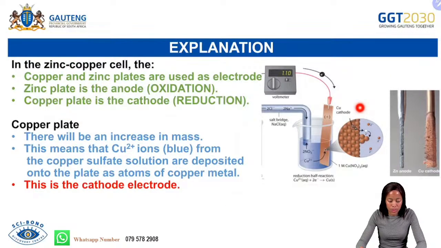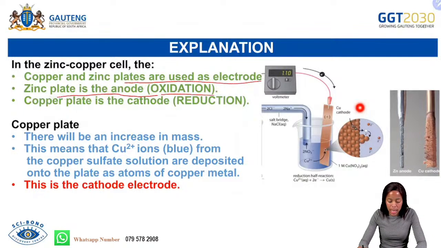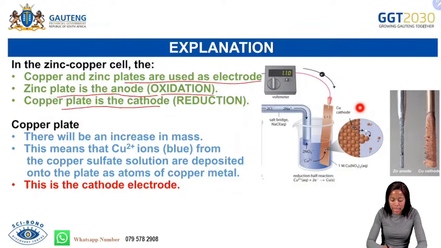Okay, so now in terms of the explanation, it says in the zinc copper cell, the copper and the zinc plates are used as electrodes. So we spoke about that. We said we are going to use copper and zinc there as the electrodes, okay? Then it says zinc plate is the anode where oxidation will take place. But the copper plate, so now this is the copper plate, is the cathode where reduction will take place.